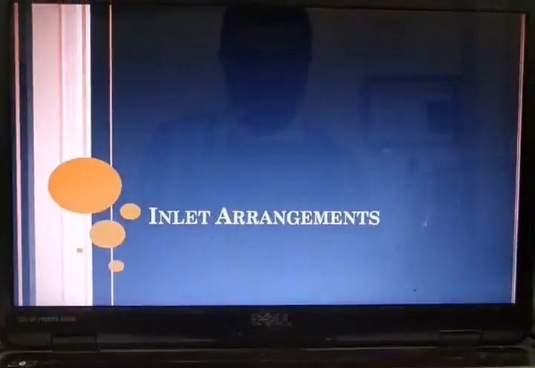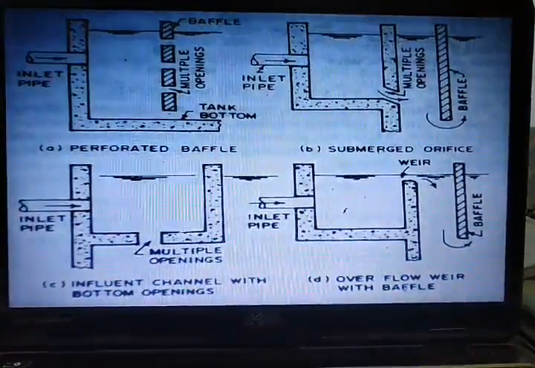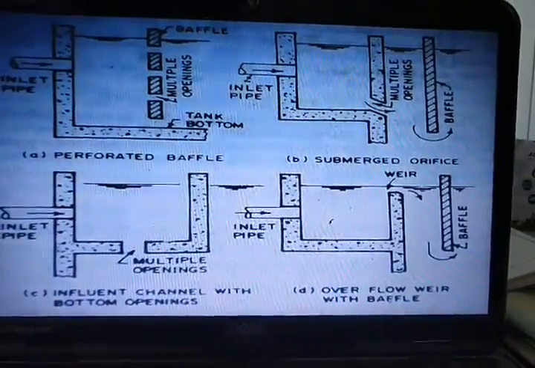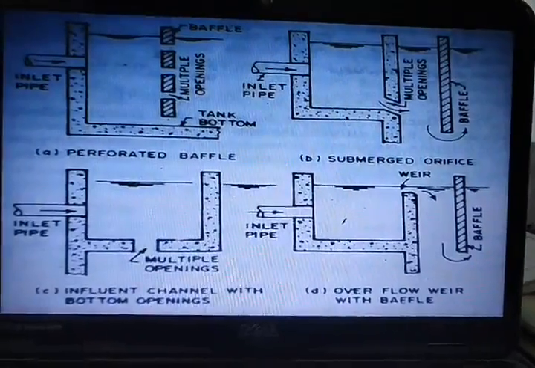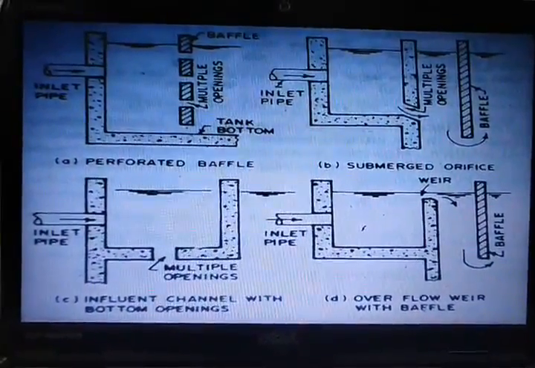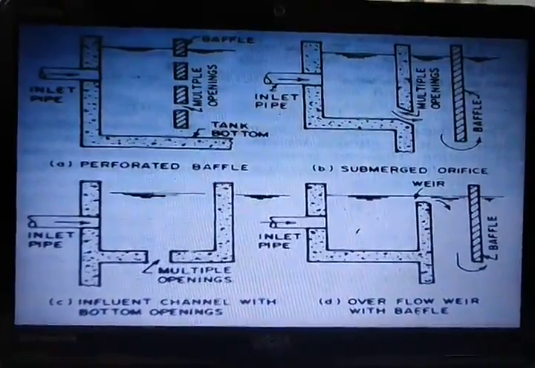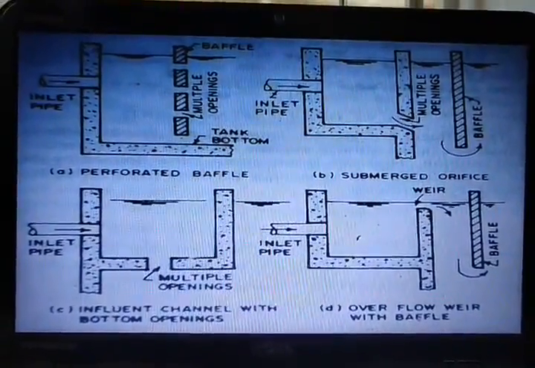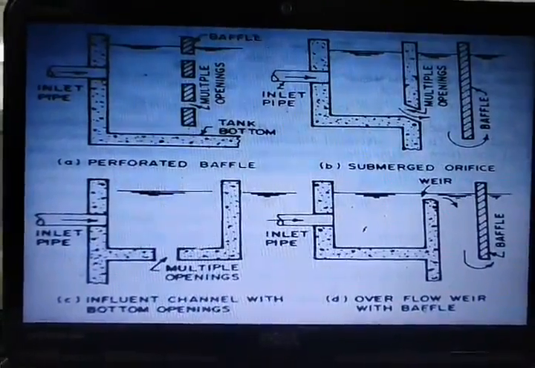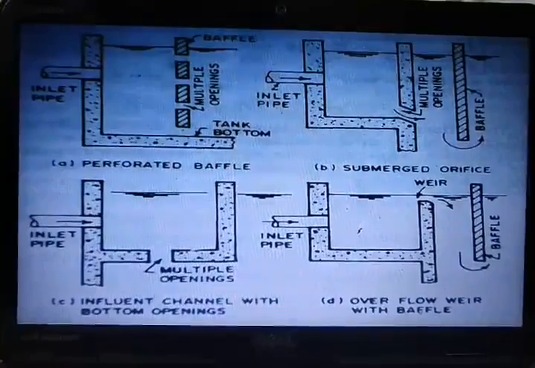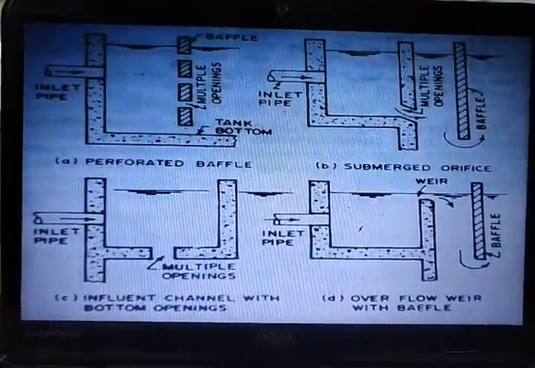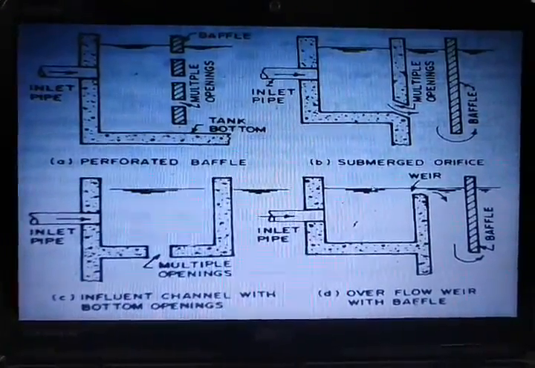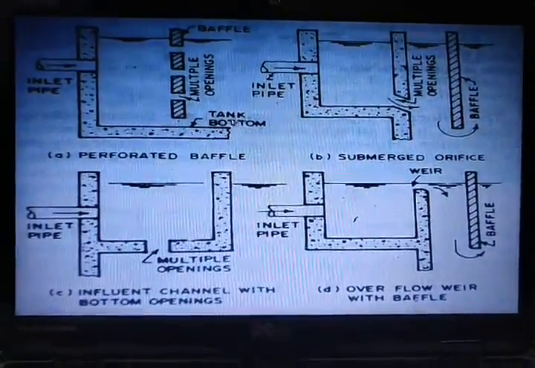Then let us see the different types of inlet and outlet arrangements. Okay, so as you can see, the important goal to do proper sedimentation is to reduce the velocity of the flow when the water enters the inlet zone. That is the important criteria for the inlet zone in a sedimentation tank. Okay, so as you can see, these are different types of the inlet arrangements in the sedimentation tank.